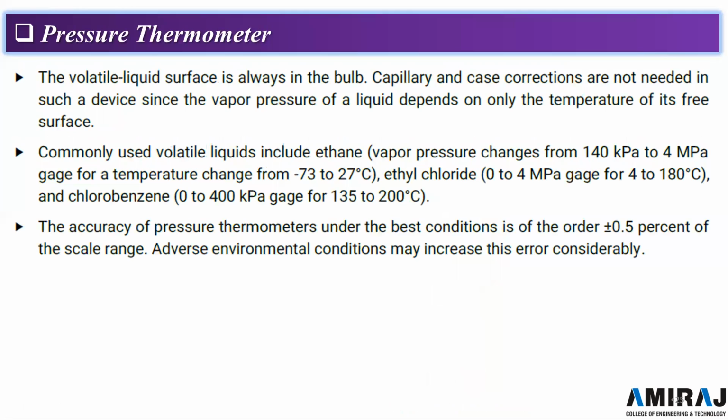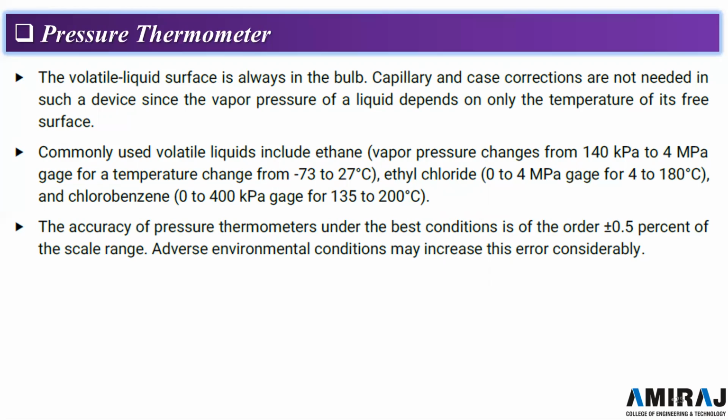The volatile liquid surface is always in the bulb, while the capillary and the case corrections are not needed in such a device, since the vapor pressure of the liquid depends only on the temperature of its free surface. The commonly used volatile liquids include ethane.